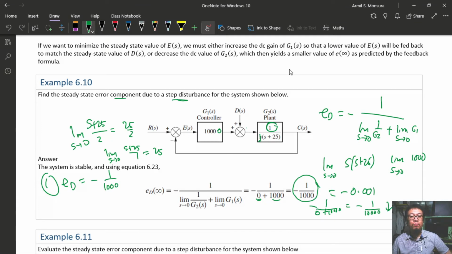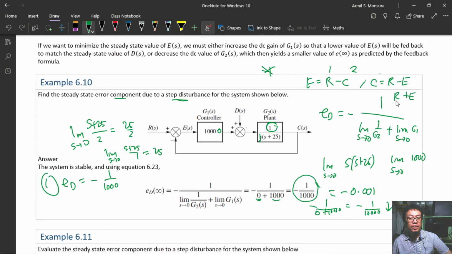For example, halimbawa pag nagkaroon tayo ng error na negative 1. Kung wala kang error at ang steady state value mo is 1, yung error na negative 1 would make the output 2, kasi dadagdag siya. Take note na E equals R minus C. So kung negative to, if we compute for the output, this becomes R minus E. So kung negative yung error mo, that means that becomes R plus E.